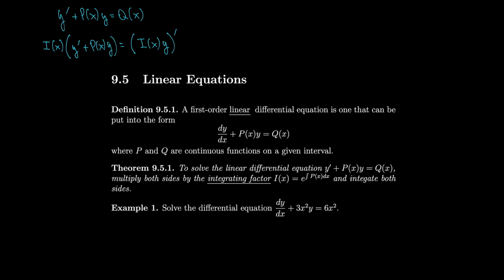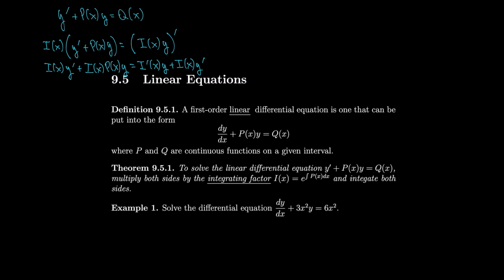So how about we expand the left and the right? If I expand the left, I get my function that I'm multiplying, not adding, I of x times y prime plus I of x times p of x times y. And on the right side, that would have to be equal to I prime times y plus I times y prime by the product rule. So I expand this by distributing, and I just apply the product rule over here to get the derivative.